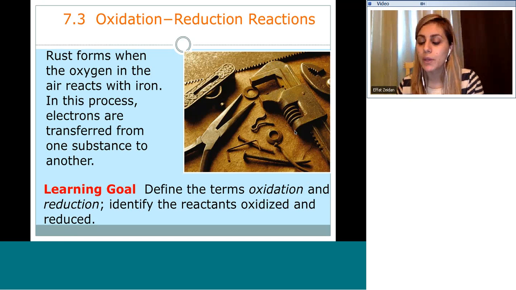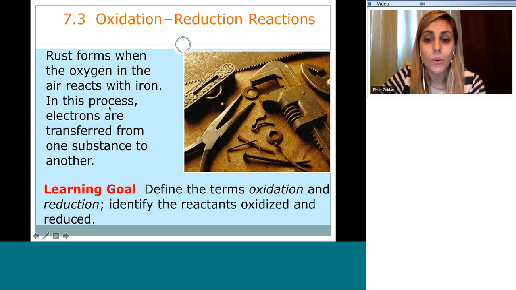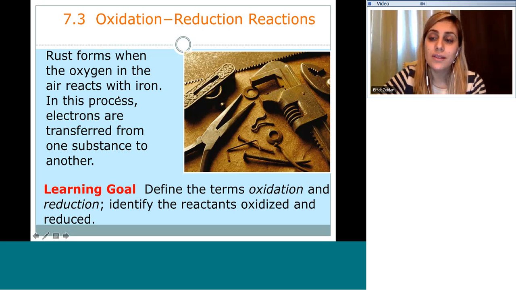If you recall, I brought that up in the previous lecture, where I said I will talk in the future about individual reactions in double replacement or single replacement reactions, where we have individual oxidation and reduction reactions. So our learning goal is to define the terms oxidation and reduction, and identify the reactants as being oxidized or reduced. For example, rust forms when oxygen in the air reacts with iron.